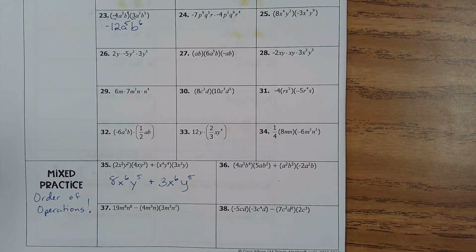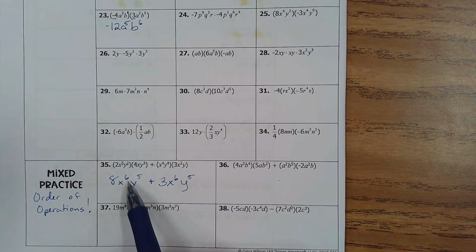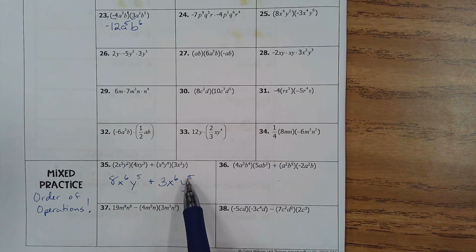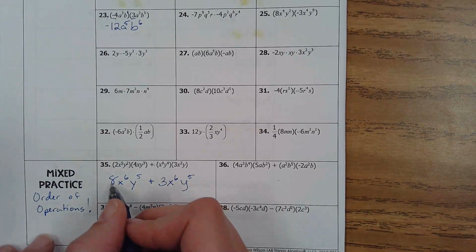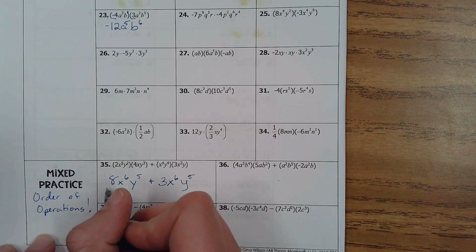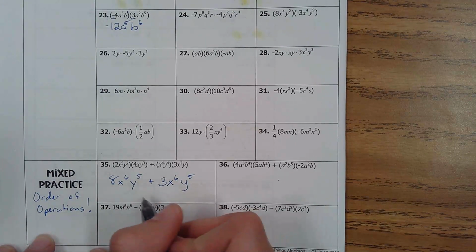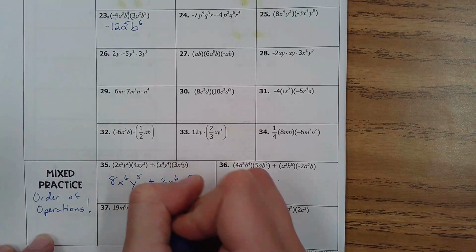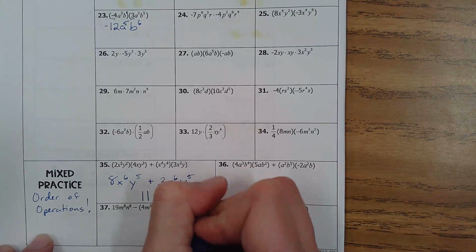So now we've taken care of our multiplication. And when we look at this, we now have two monomials that have the exact same variables and exponents. So now we've created a situation where we have like terms, so we can do this addition. So remember, with adding, like we talked about on the first page, we're only combining these coefficients. So we're only combining 8 and 3 to give us 11, x to the 6th, y to the 5th.